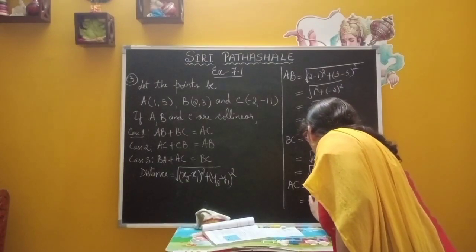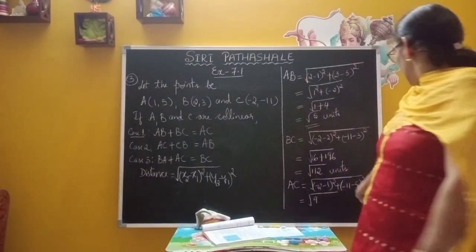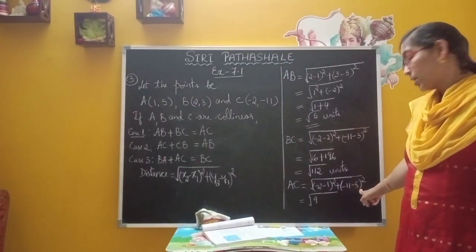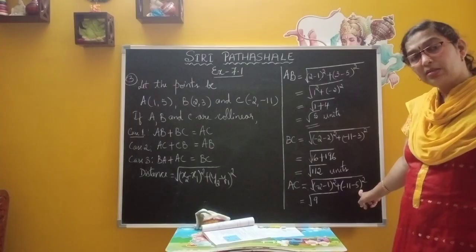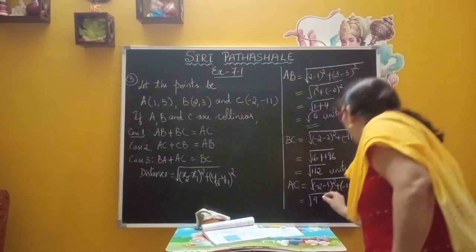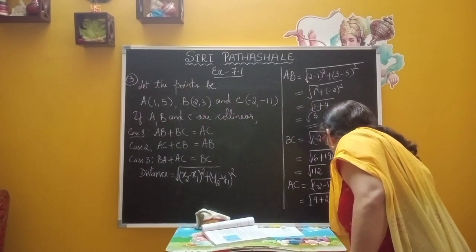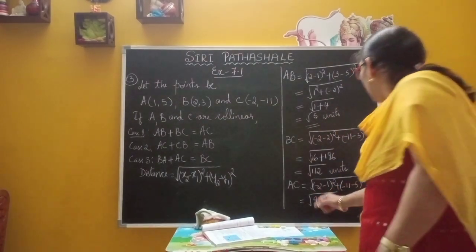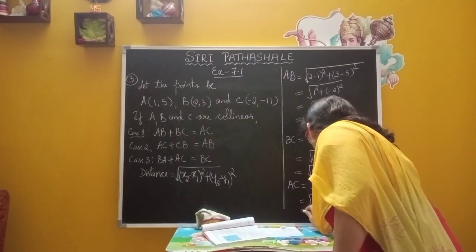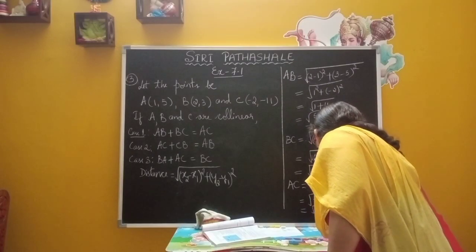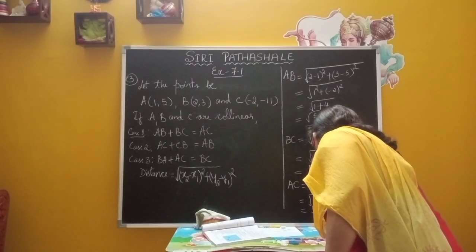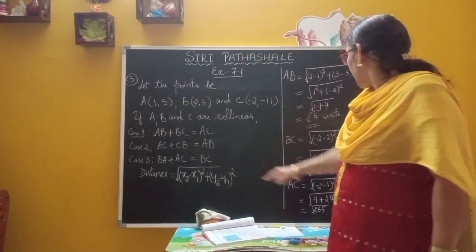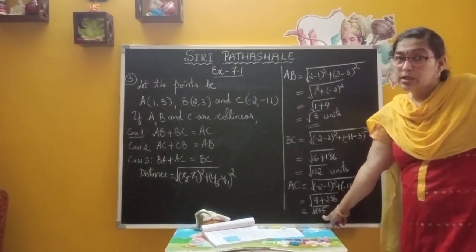So it is equal to square root of 9 plus minus 11 minus 5. It is minus 16. So minus 16 square is, 16 square is 256. Minus 16 square is also 256. So plus 256. 256 plus 9 how much? It is 265. Square root of 265. Okay. So AC is equal to root 265.